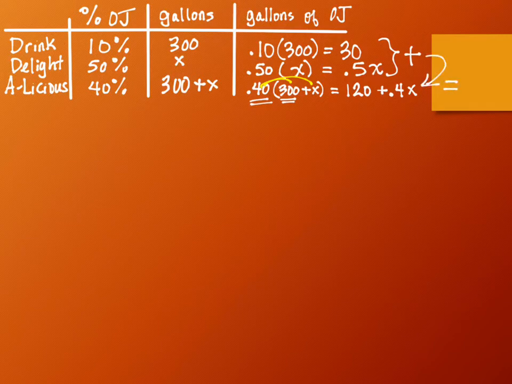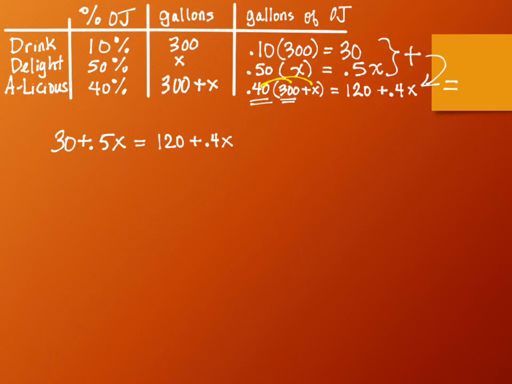Like physically think about what we're doing. We're dumping this one in, we're dumping this one in, and we have at the very end a quantity of all compiled together, dumped in together. So we actually have the case that 30 plus my 0.5X, that's the gallons of orange juice in each of the individual different drink mixes, has to equal the same amount of orange juice as in the Orange Delicious, which is 120 plus 0.4X. And we're going to solve for X.